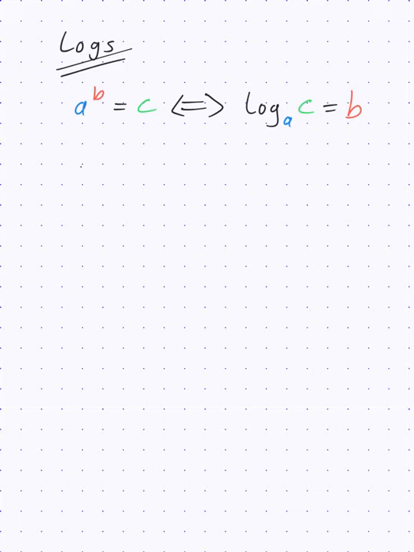There are a couple of special bases that we're interested in. One is the base 10, and if something is log to the base 10, we just write that as log on its own. When we want to write the log to the base e, that's the number e, we just write that as ln, which stands for natural log.